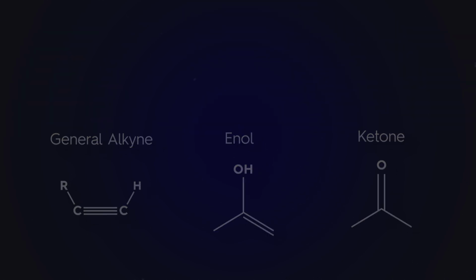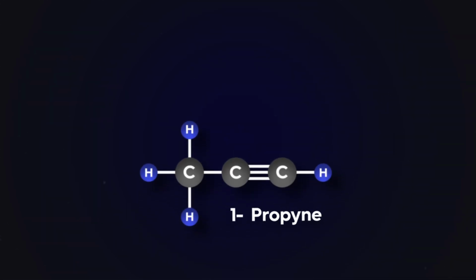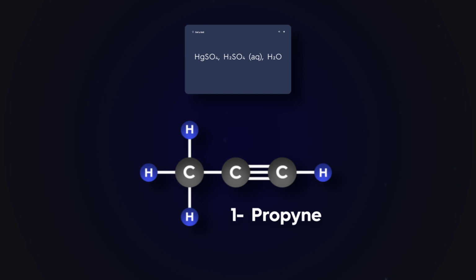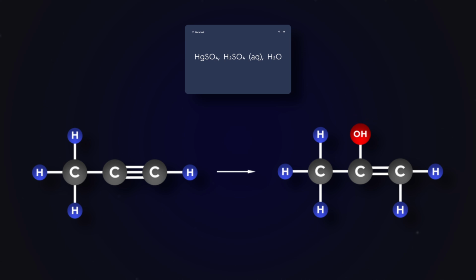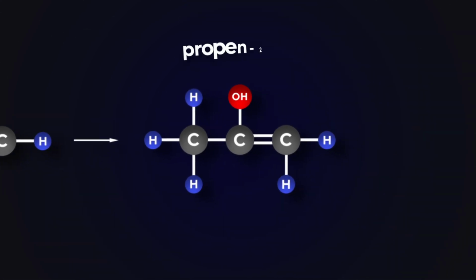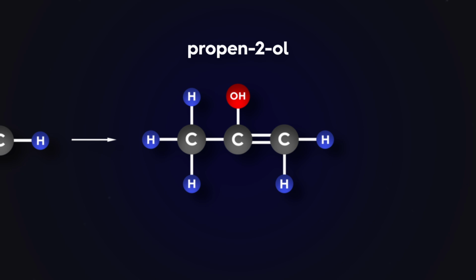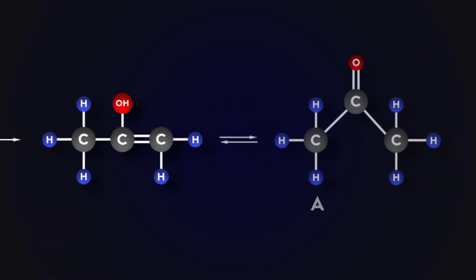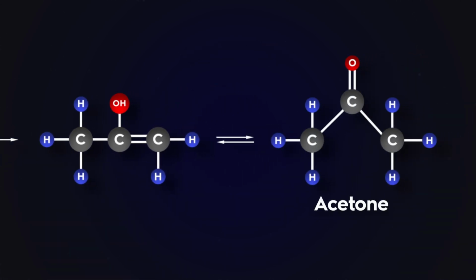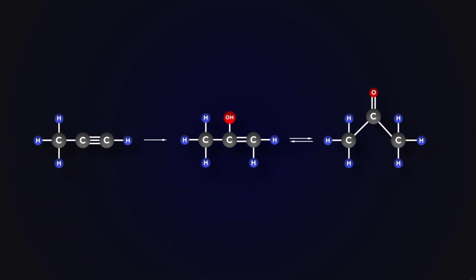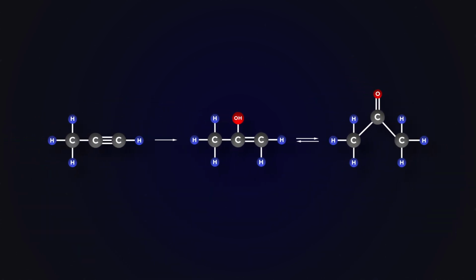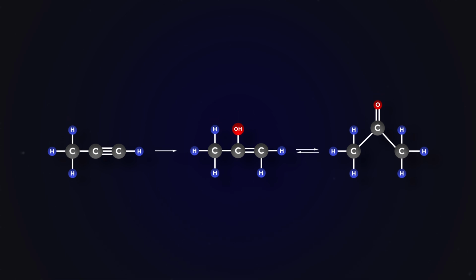Here's a quick example. Hydrating 1-propyne with mercuric sulfate in aqueous sulfuric acid gives Markovnikov addition, where water adds the OH to the internal carbon, forming the enol, propen-2-ol. That enol rapidly tautomerizes to its keto form, acetone, a methyl ketone. That's why hydration of terminal alkynes using mercury 2+, with mercuric sulfate in sulfuric acid, reliably yields methyl ketones.